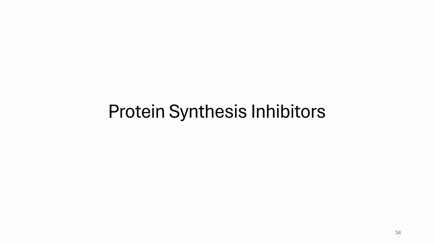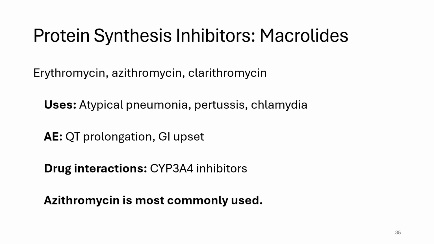Moving on to our protein synthesis inhibitors. So protein synthesis inhibitors, first the macrolides. In this class, we have erythromycin, azithromycin, and clarithromycin. Macrolides are most commonly used for atypical pneumonia. They can also be used for pertussis and chlamydial infections. This is because they have excellent coverage for atypical organisms.